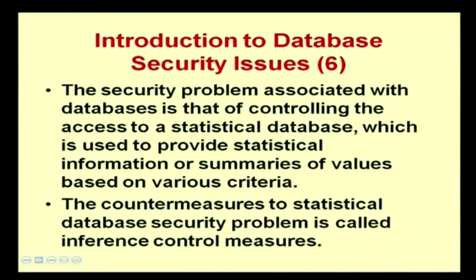Now, another security problem associated with the database is that of controlling the access to a statistical database, which is used to provide some information or summaries of values based on various criteria. The countermeasure to the statistical database security problem is called the interference control mechanism. So, you are controlling the access to the statistical part of a database.